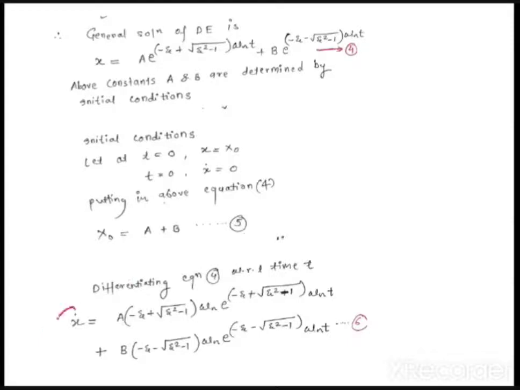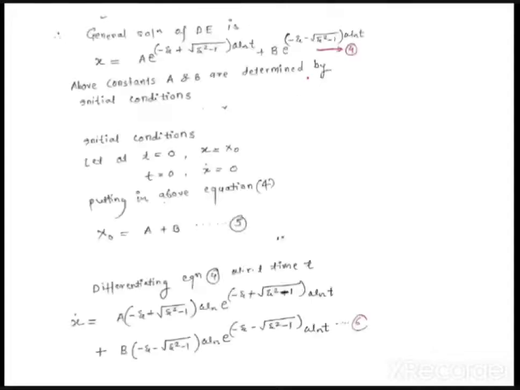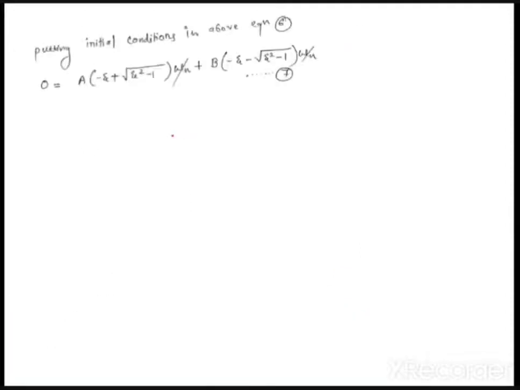Now put x dot equal to 0 and t equal to 0 in this equation. After putting the initial conditions, I am getting 0 is equal to a into something omega n plus b into something omega n. You can see, look back here, this t is 0. If t is 0, this term will become 0, this term will become 0. So what is the remaining term? The remaining term is a into minus zeta plus square root of zeta square minus 1.